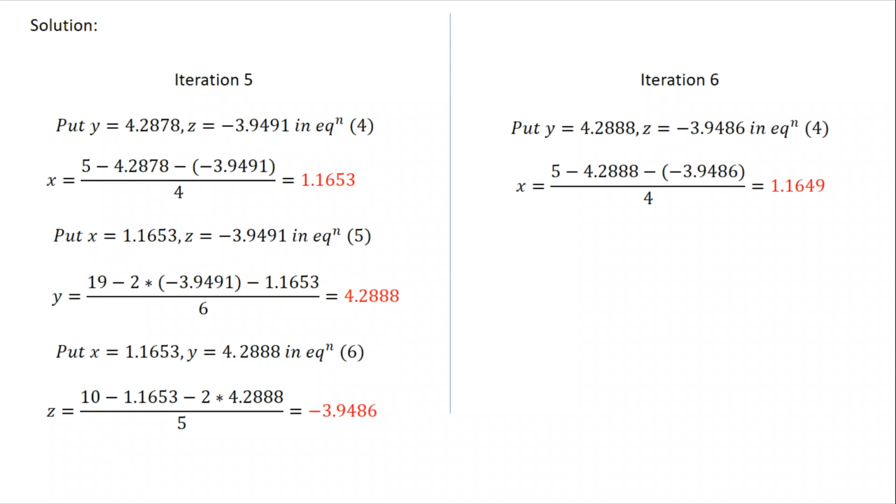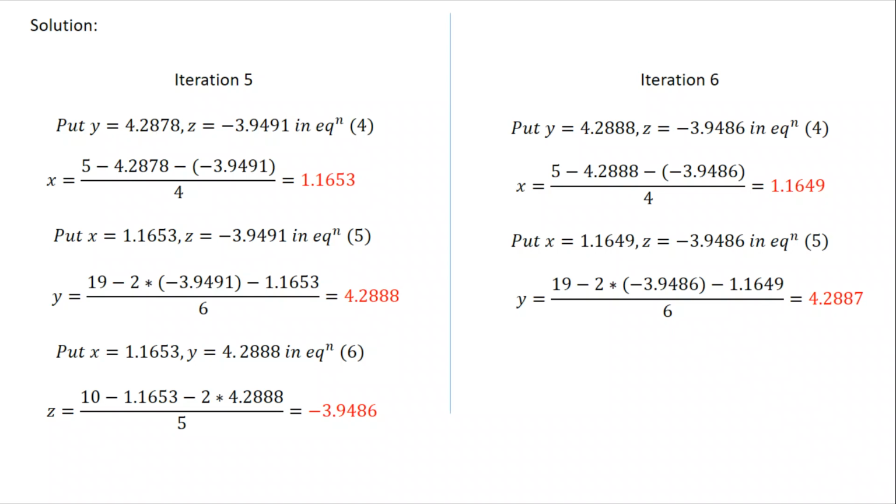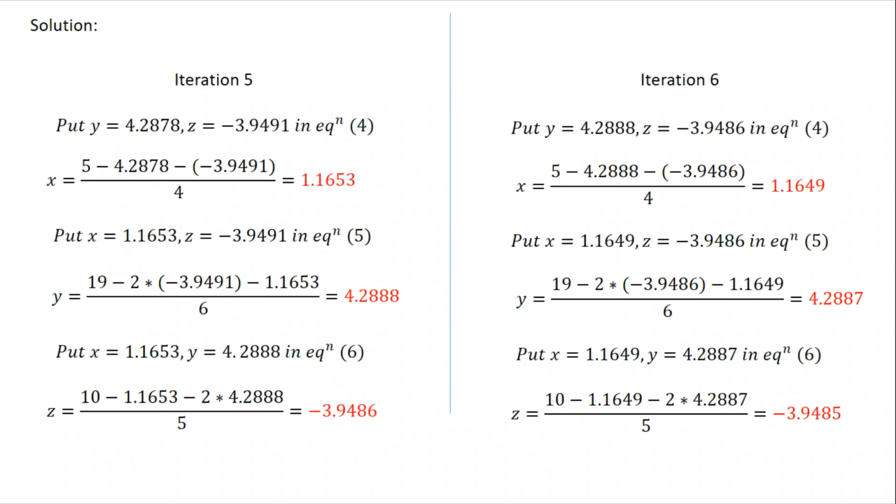So equation number 4 becomes 5 minus 4.2888 minus 3.9486 upon 4 is equal to 1.1649. So put this x value from iteration 6 and the z value from iteration 5 in equation number 5. So equation 5 becomes 19 minus 2 into minus 3.9486 minus 1.1649 upon 6 is equal to 4.2887. Then put the values of x and y from iteration 6 in equation number 6. Then equation 6 becomes z is equal to 10 minus 1.1649 minus 2 into 4.2887 upon 5 is equal to minus 3.9485.